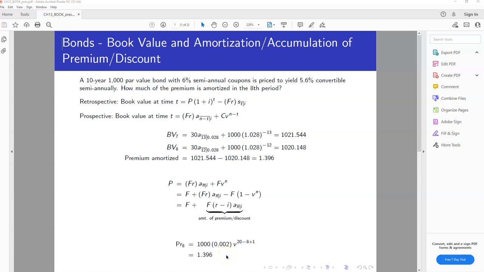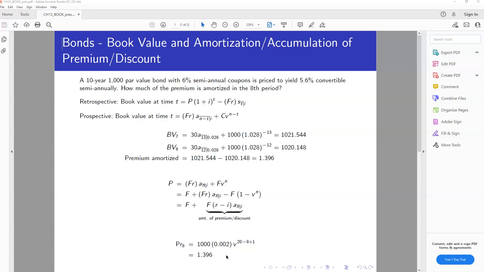In this video, we're going to talk about book value of a bond and the amortization or accumulation of premium or discount. So let's just start with an example and talk about the pieces as we go along. In this example, we've got a 10-year, $1,000 par value bond. It has 6% semi-annual coupons, and we're pricing it to yield 5.6% convertible semi-annually. And the problem asks us how much premium is amortized in the 8th period.